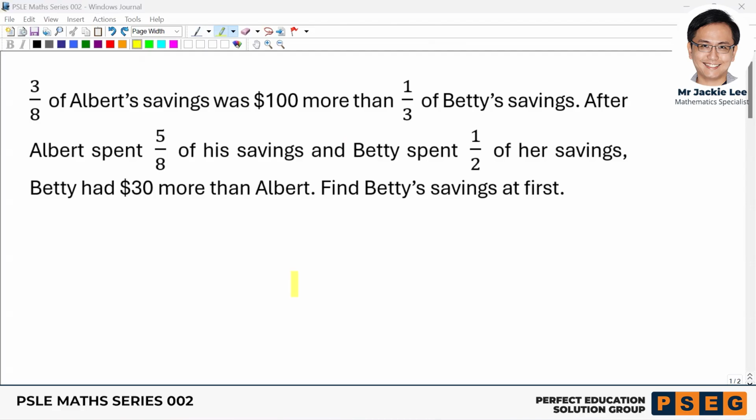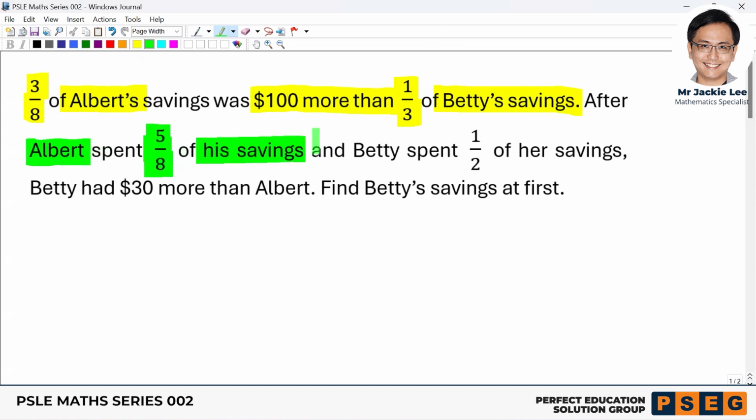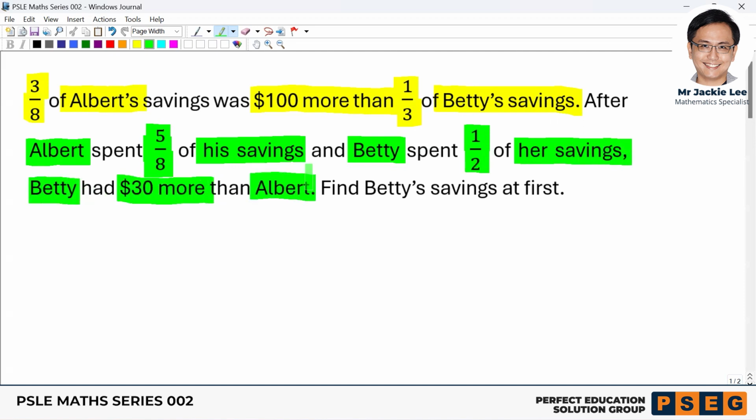We have two people, Albert and Betty. 3/8 of Albert's saving is $100 more than 1/3 of Betty's saving. Then Albert is going to spend. Meanwhile, Betty spent half of her saving. After that, Betty will end up having $30 more than Albert. The question is, for Betty's saving at first, what's the amount of her saving at first?